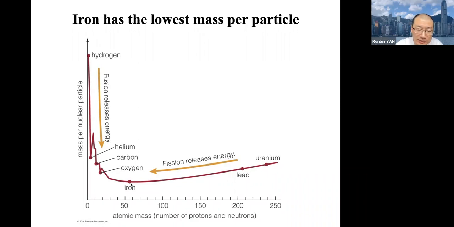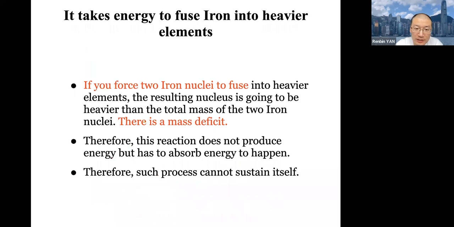But iron is the most stable one, so it sits at the bottom of this curve of the mass per nuclear particle versus the atomic mass, basically the number of nuclear particles, on the horizontal axis. Iron has a value of 56, and it has the lowest mass per particle. So it is most stable. You cannot get more nuclear energy out of iron anymore. If you force 2 iron nuclei together to make them fuse into heavier elements, it actually does not release energy, it actually absorbs energy. It actually takes energy for that to happen.